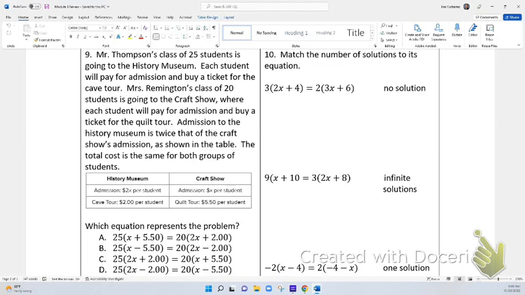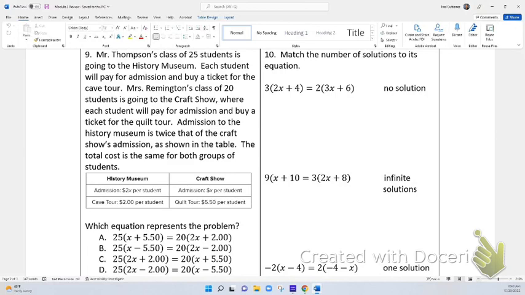So you'll notice down at A, B, C, and D, they set them equal to each other because they're simply telling you that the cost of both of them is the same, right? So if I go back, it says there's 25 students. So the first equation needs to have a 25 on the outside, which it does, right? And it says each student will pay for admission and buy a ticket for the cave tour, right? So when you're going somewhere and you're having to buy a ticket and also another ticket for a type of tour, it's never going to be a subtraction sign. It's not like they're giving you a discount.